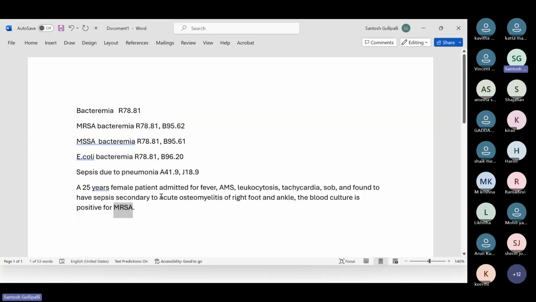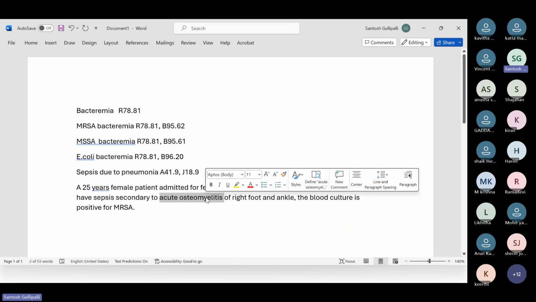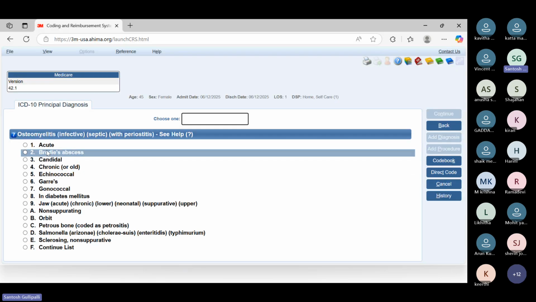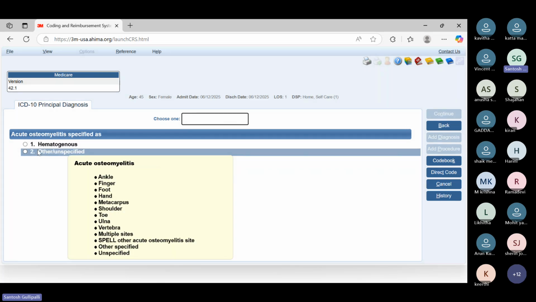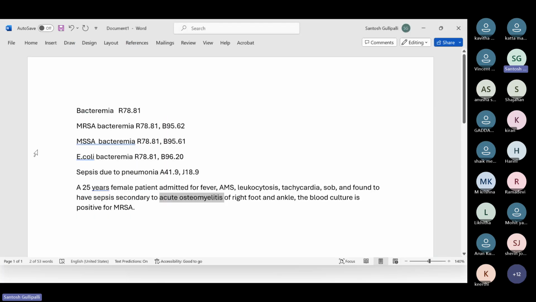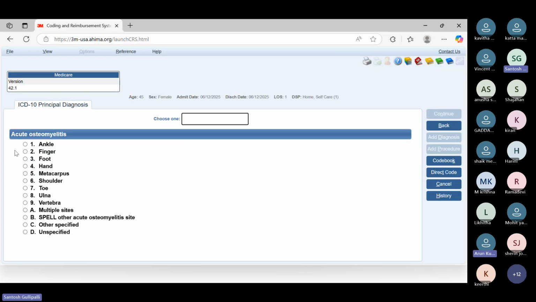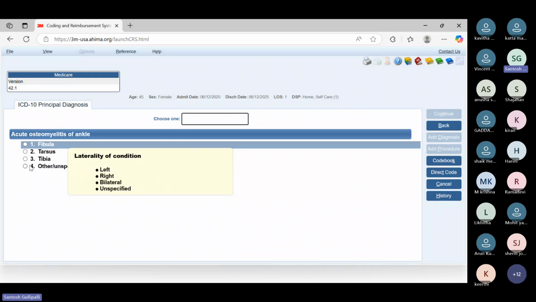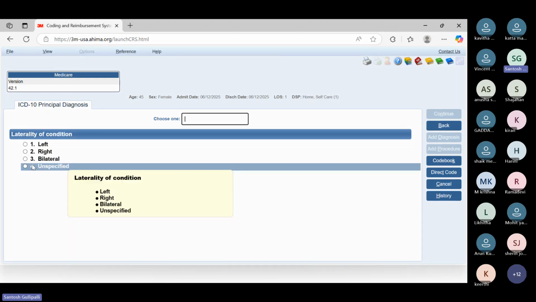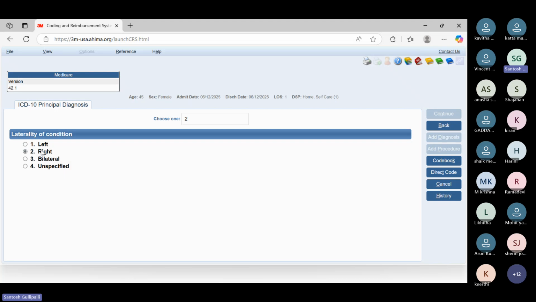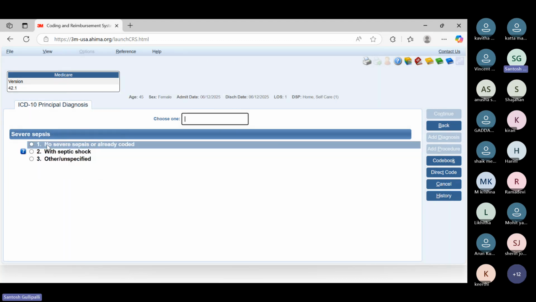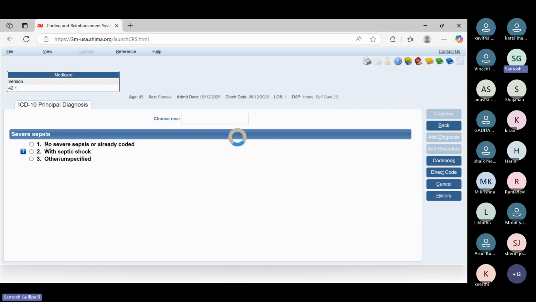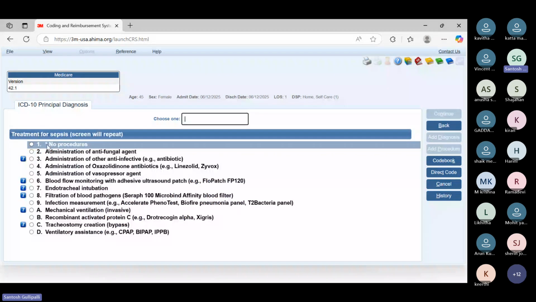So osteomyelitis acute, other are unspecified. Then that is ankle and foot, right foot and ankle, so I considered ankle. Other are unspecified. Laterality is right. Do not wish to code. No severe sepsis and no procedure.